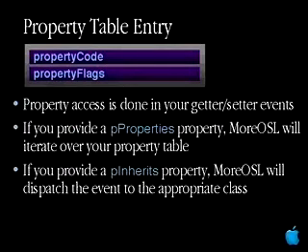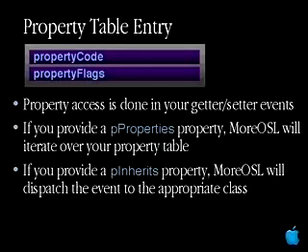And then the property table off of each class is very straightforward. It's property code and a bunch of flags that say what it does. And the property access is actually done through the class's getter-setter event with the same kind of switch statement. If you provide a p-properties property, a properties property in your terminology, which is the way things are done now, more OSL will automatically iterate over all of the properties in your property table and get them or set them en masse, which is great. It saves you the trouble of doing that.